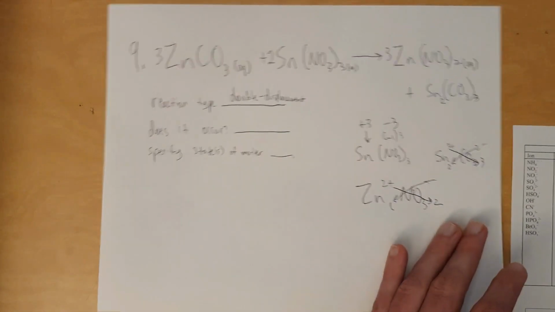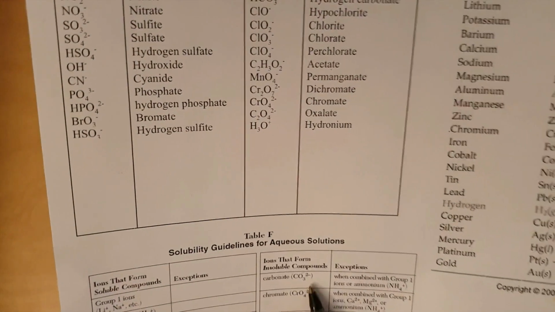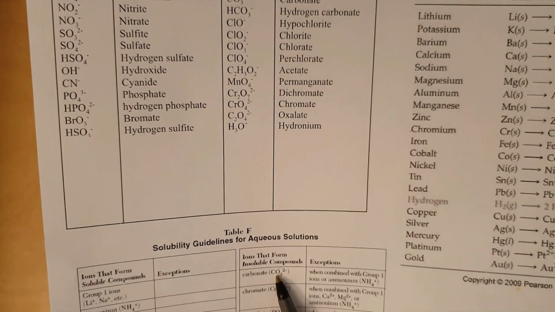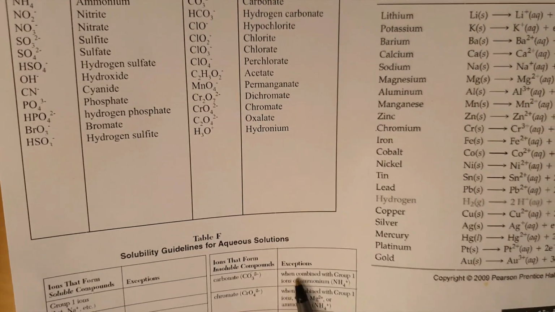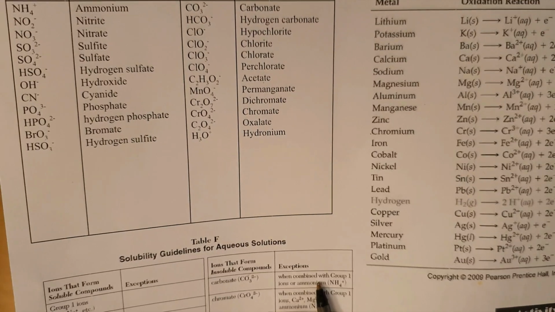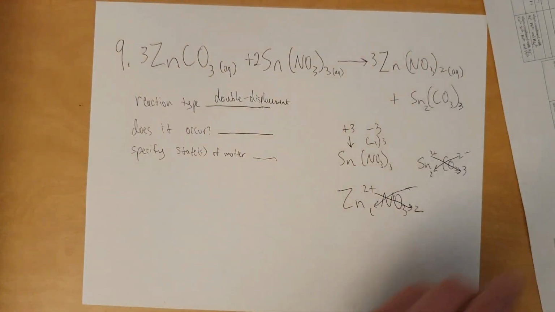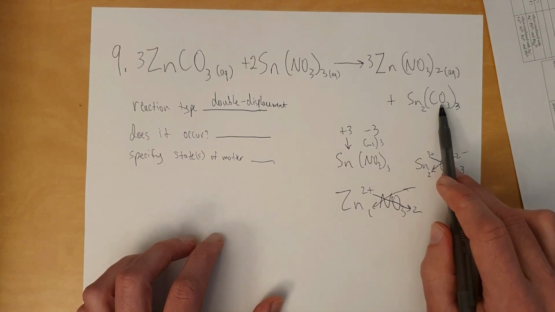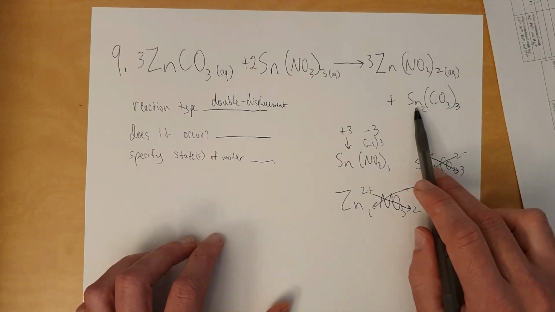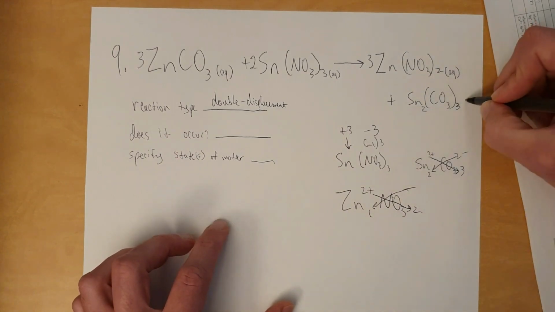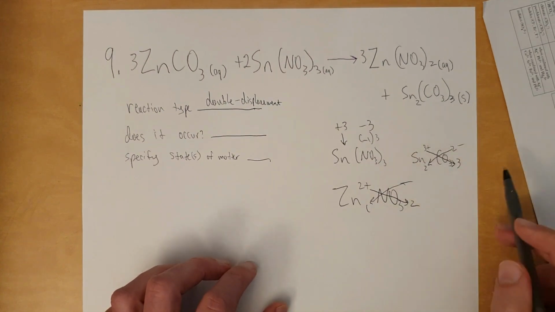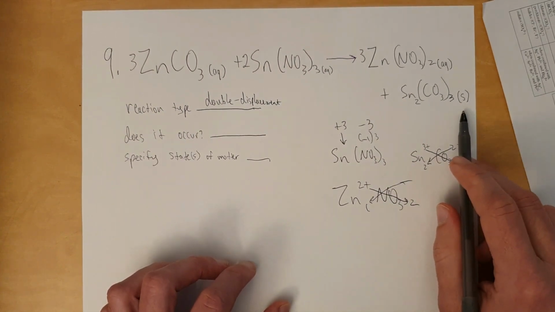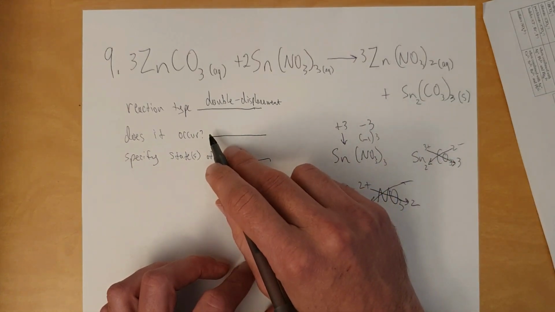Now, as for carbonates, let's look at that. Carbonates are not soluble. Carbonates are only soluble with group 1 or ammonium. That's not group 1, that's some other group, and that's not ammonium, so it's not soluble. Therefore, we put solid, because insoluble means solid, and this is not an exception. So because there's something there that is not aqueous, we are going to say that yes, this reaction does occur.